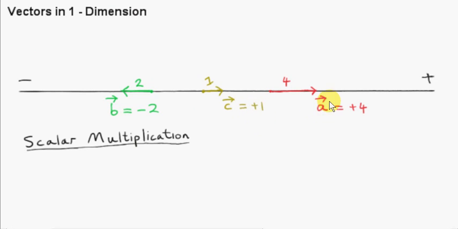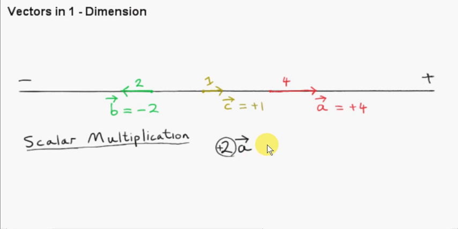Now we can imagine multiplying a vector by a number. So let's suppose we take vector A and we multiply it by 2. Now this number 2 is a scalar. It scales the vector. It does not change the vector's direction. Well, actually, for a positive scalar, we do not change the direction of the vector. We do change its magnitude, however.